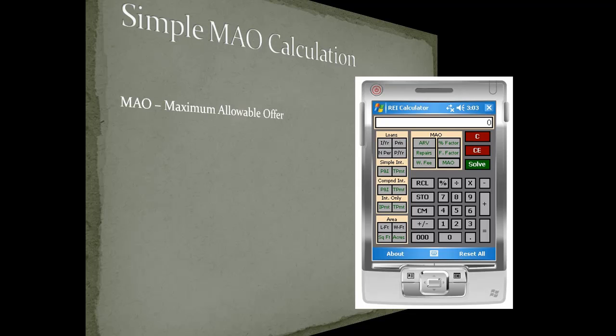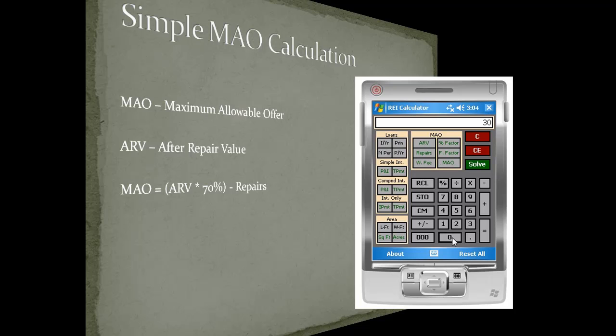Now, part of this formula involves another acronym called ARV, and that is the after repair value. And the after repair value is the amount that the property would be able to sell for if it was in tip-top shape. Now, in its simplest form, the MAO formula is 70% of the after repair value minus the cost of repairs.